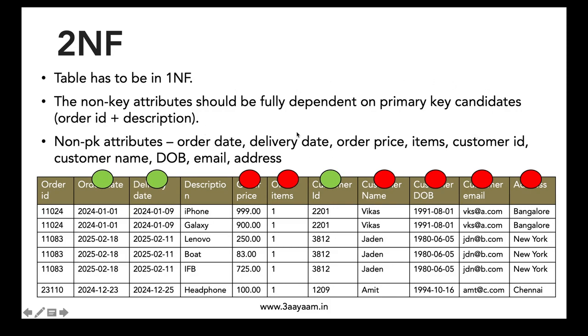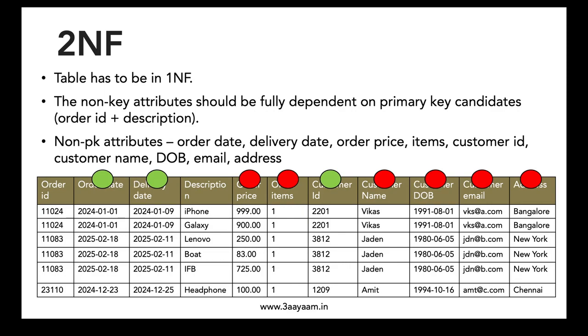They are not falling in place as per the definition of second normal form, which says the non-key attribute should be fully dependent on primary key candidates. But these are actually dependent on another non-key attribute. Order price and order items are dependent on a partial primary key, not the full primary key. So what do we have to do? We'll have to break this table into multiple tables so that all the tables are in second normal form.